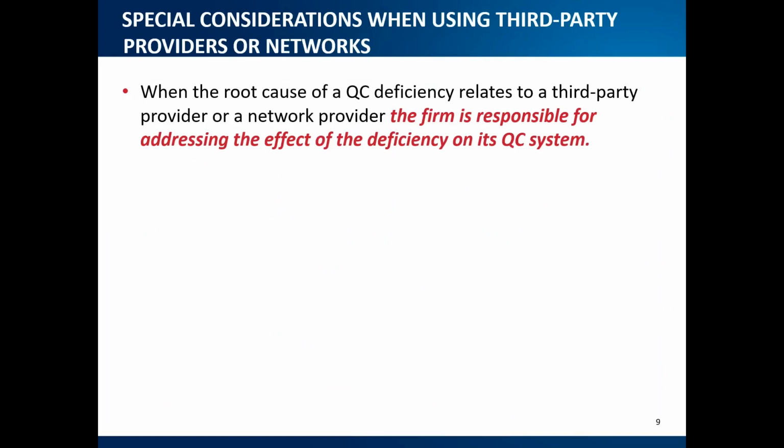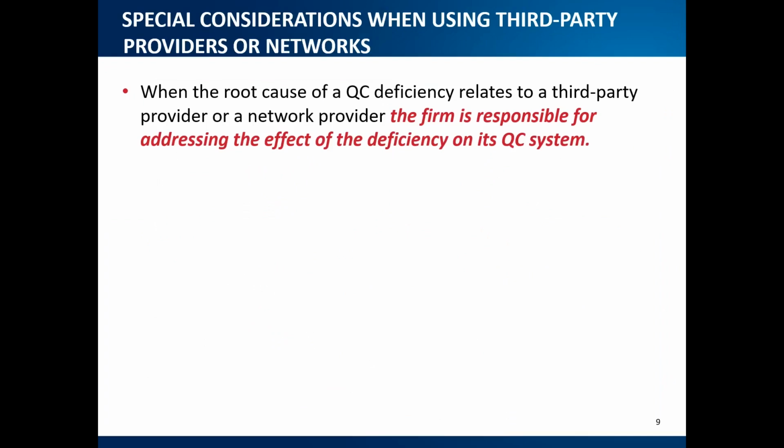A firm may determine the root cause of a QC deficiency is related to the use of a resource or service provided by a third-party provider. This could include, among other things, working with the third-party provider to design and implement remedial actions or deciding to end the relationship with the third-party provider. And as part of the firm's remedial actions, revising its policies and procedures in the area affected.